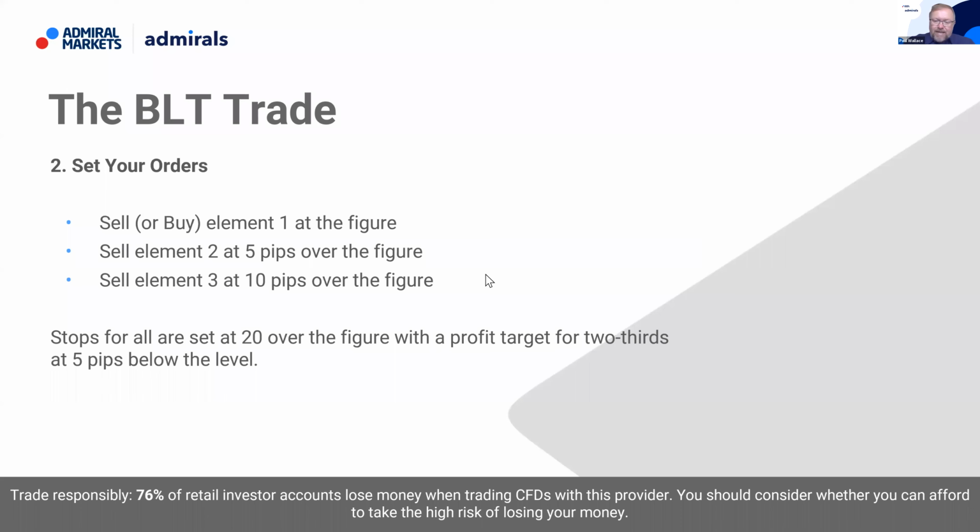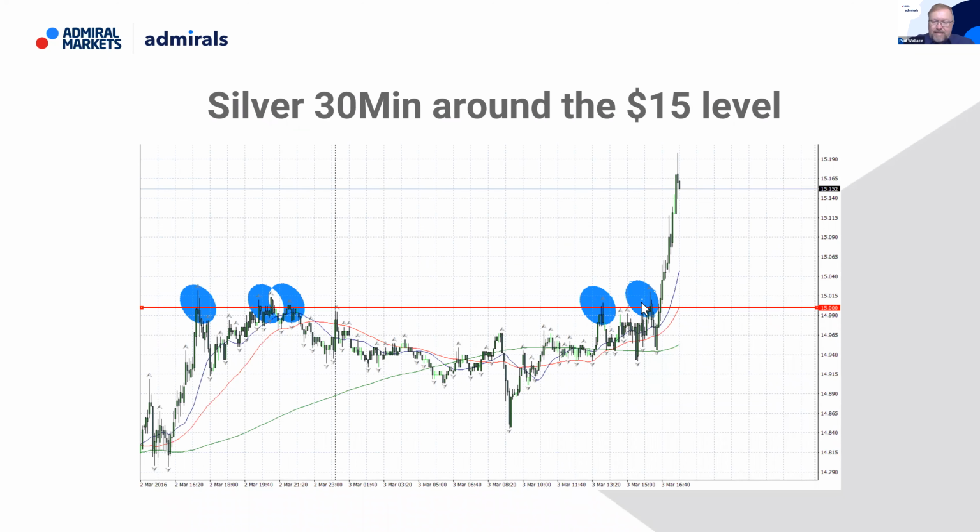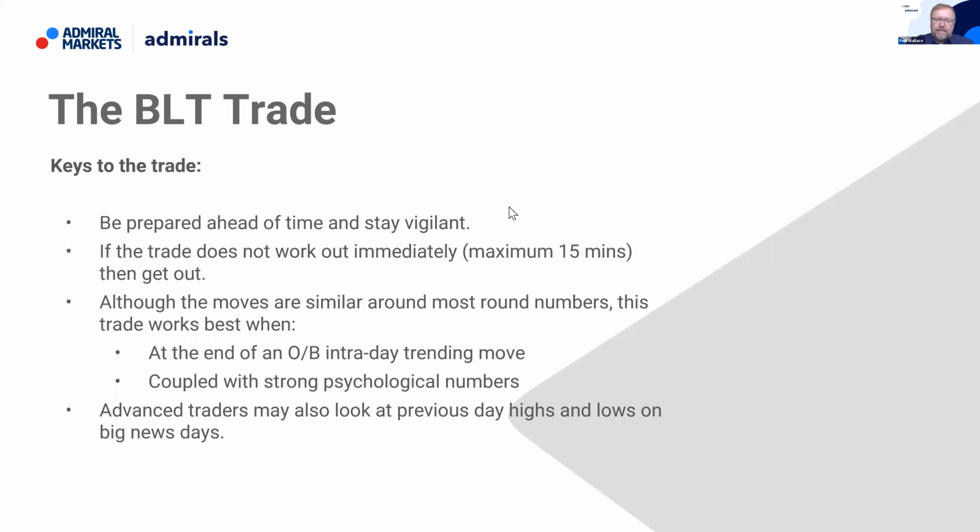So here, as I said, these elements that you can see work very, very well, but it's not easy. There are more rules to take on board, ladies and gentlemen. You have to be prepared ahead of time and stay vigilant. Remember what I was saying right at the start? The thing about this level is people know that level. They can see it. It doesn't come out of nowhere. People can normally expect and see where the psychological numbers might be.